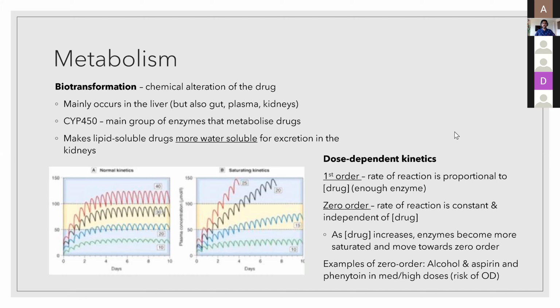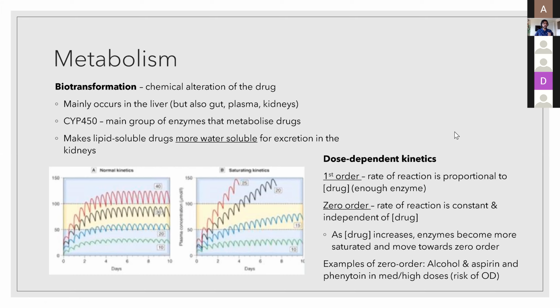And there's two relationships that we need to conceptualize when it comes to metabolism. They come under what's called dose-dependent kinetics. So the first relationship is first order kinetics. And what this means is that the rate the drug is being metabolized in the body is proportional to, or is dependent on, the concentration of the drug.